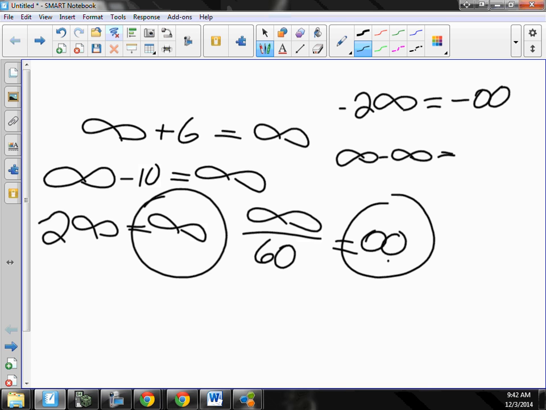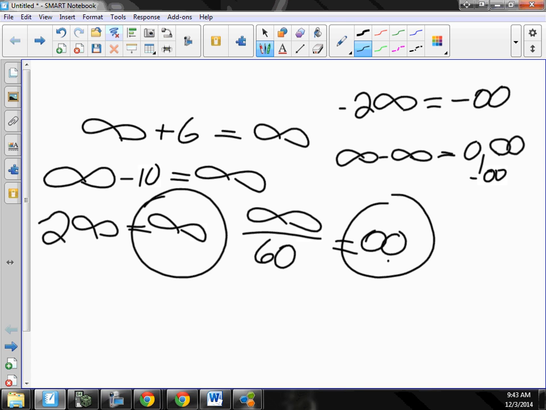Okay, so this is a problem. If those infinities are the same size, the answer would be 0. If the left infinity is bigger than the right infinity, the answer would be infinity. If the right infinity is bigger than the left infinity, it would be negative infinity. But in calculus, there are usually ways to figure it out. There are usually ways to tell which infinity is bigger because these are usually equations that are going toward infinity. And so you just measure how fast they're going toward infinity.